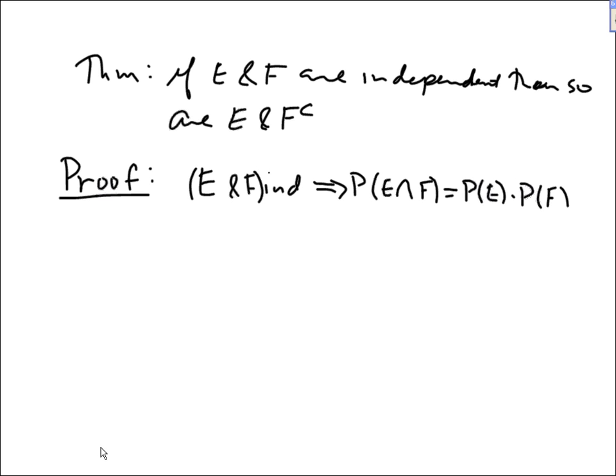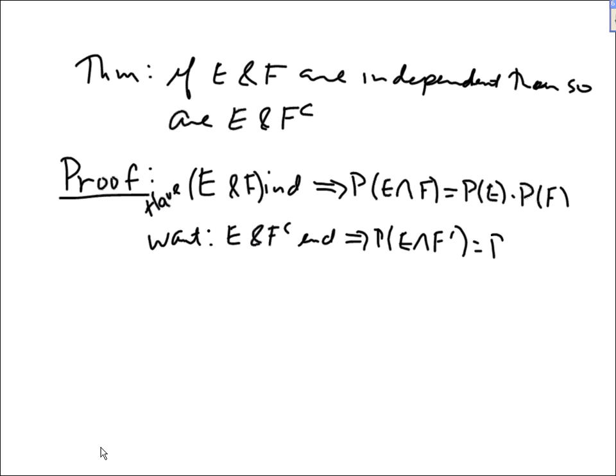E and F independent implies that. Okay, this we have. What do we want? We want E and F complement independent, which implies P of E intersect F complement is equal to P of E times P of F.